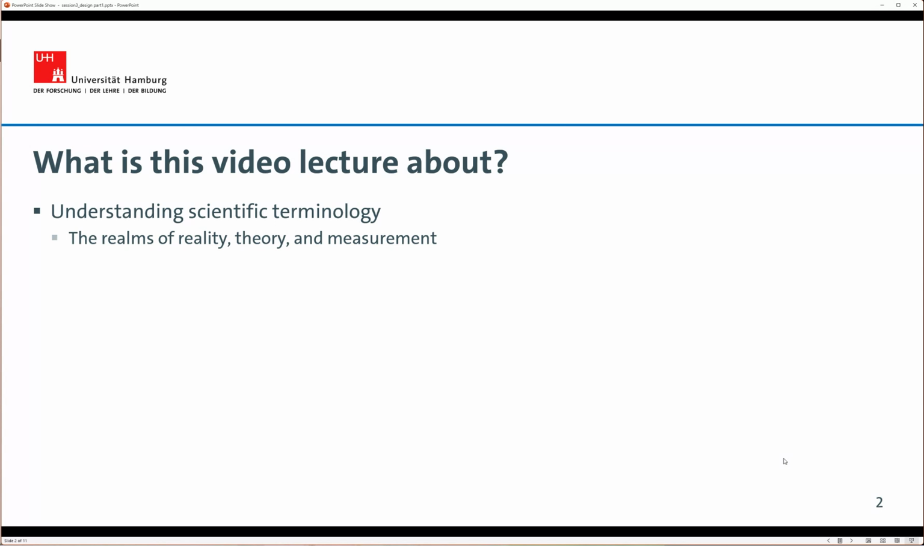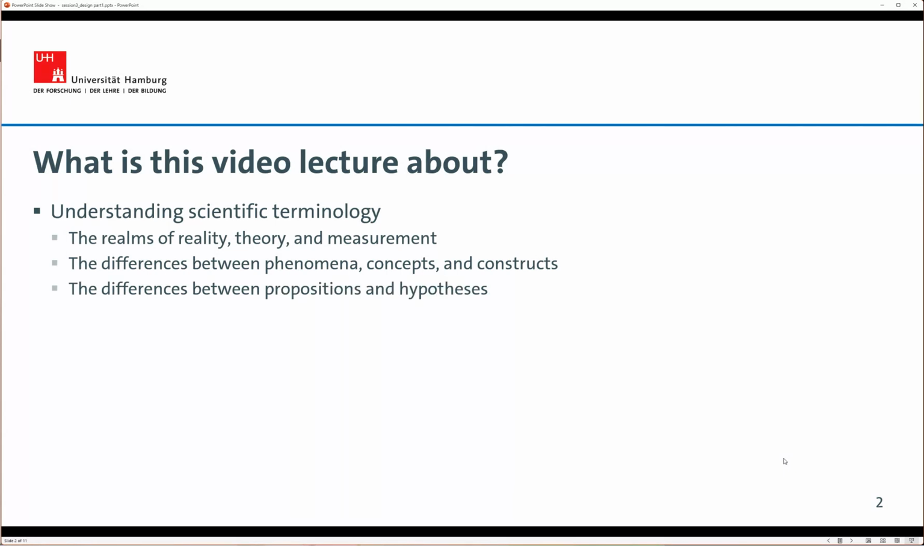We will cover the realms of reality, theory, and measurement, and clarify the differences between phenomena, concepts, and constructs, as well as the differences between propositions and hypotheses.